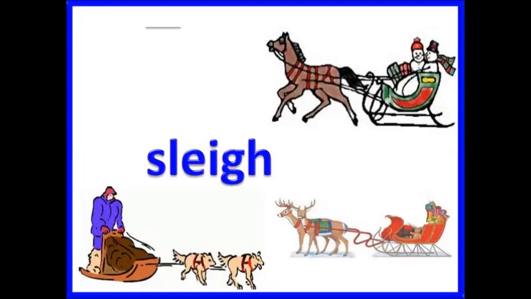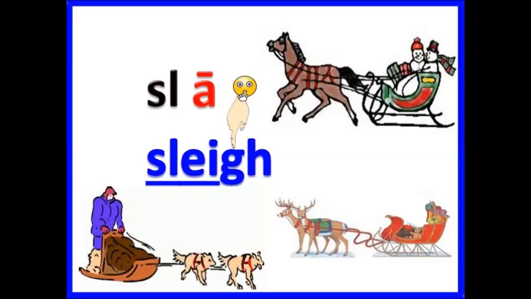Sleigh. GH is silent. You see the EI? The EI makes the long A sound, like in day and hey. Okay? On the bottom, you see the man? He got a dog pulling his sleigh. And up top is a snowman riding in his sleigh. And on the bottom, that's Santa Claus' sleigh. What happened to Santa? He got his present. Sleigh. Good.